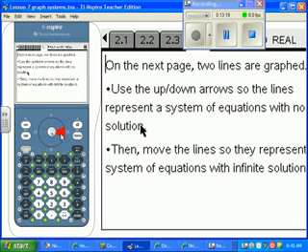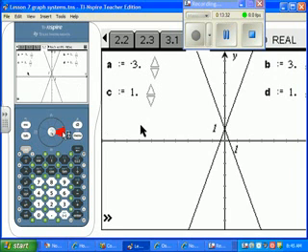All right, on the next page, two lines are graphed. Use the up and down arrows so the lines represent the system of equations with no solution. Then move the lines so they represent a system of equations with infinite solutions. So we just kind of talked about that, right? So here are my lines. I want to make it so there's no solution, and then I want to make it so there's infinite solutions. No solution, they would just not intersect. Did everybody hear him?